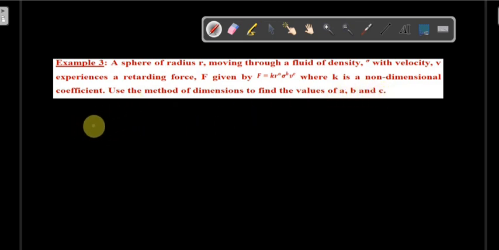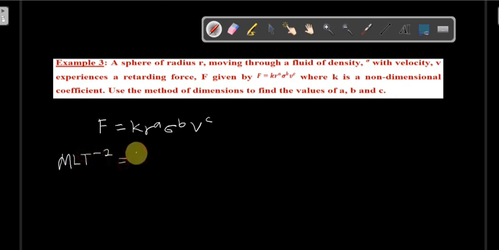So here we are given that force is equals to K r raised to power A, rho raised to power B, and v raised to power C. So we are going to write the dimension of force. We already know the dimension of that is M L T minus 2 equals K. K is dimensionless, remember. Then r is the radius. Since radius is the same as length, we replace that with L to the power A. And rho is density.